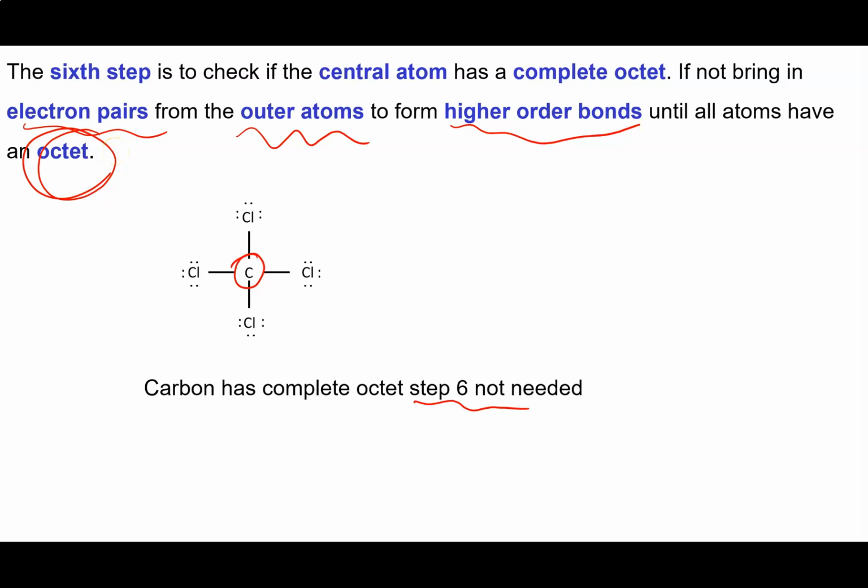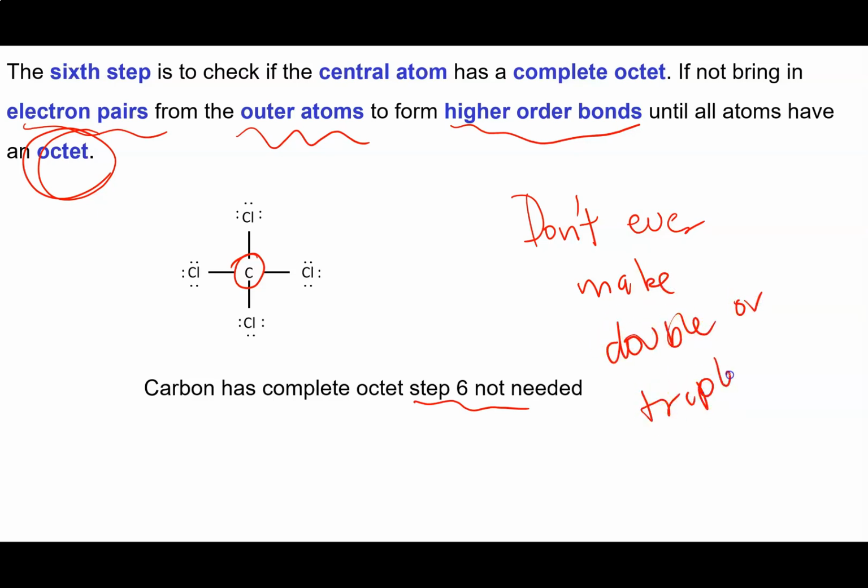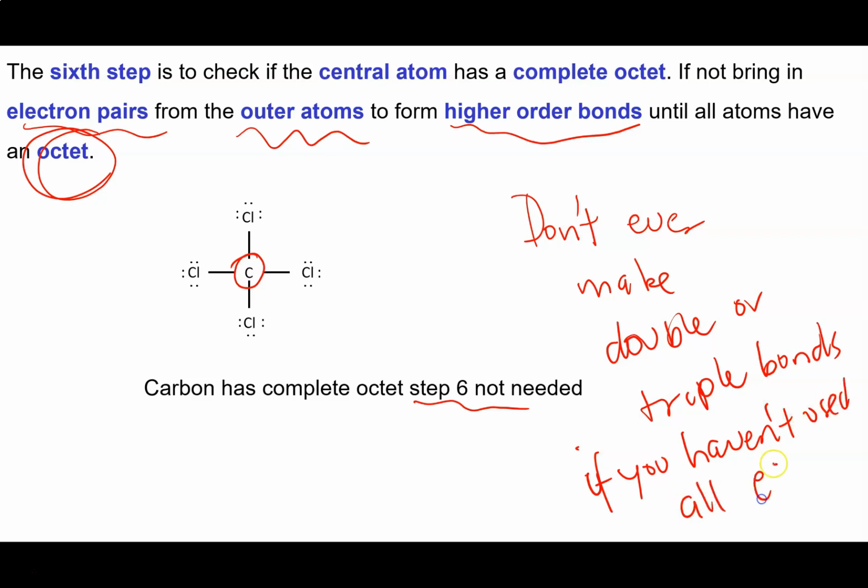But the key thing here is, don't ever make double or triple bonds if you haven't used up all your electrons. So don't even think about making a double or a triple bond unless your electron count is down to 0 electrons. If you do, your Lewis structure is guaranteed to be incorrect.